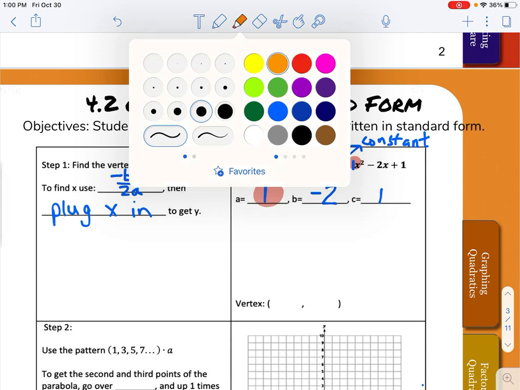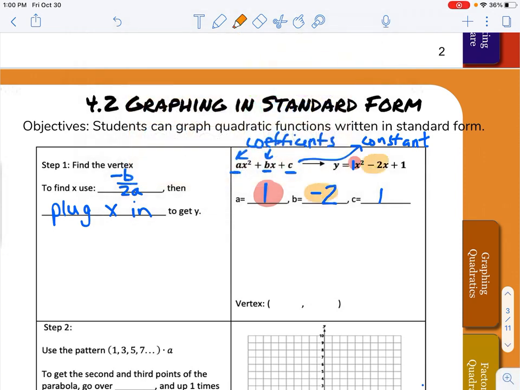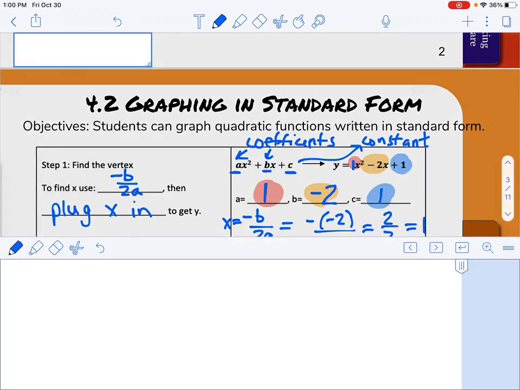So you can highlight these if you want to make sure you know which came from where. And then we will use these to solve for our vertex. So we need to plug the information into our equation to solve for x. Negative b over 2a would be negative 2 over 2 times 1. So 2 over 2, which equals 1.